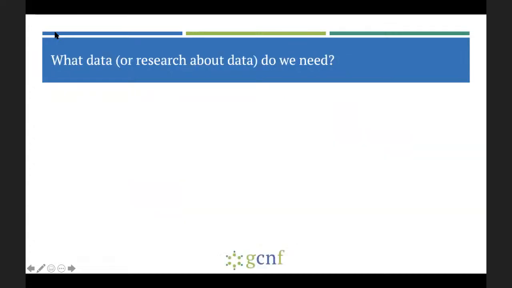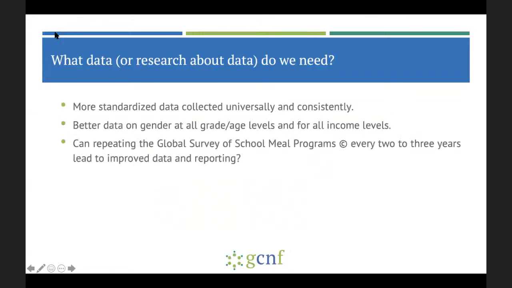Okay, to conclude, what data or research about data do we still need? First, we need more standardized data around school feeding to be collected universally and consistently. As we saw earlier, we do need better data on gender. We want to know whether repeating the global survey of school meal programs every 2 to 3 years can lead to improved data and reporting on the part of countries.